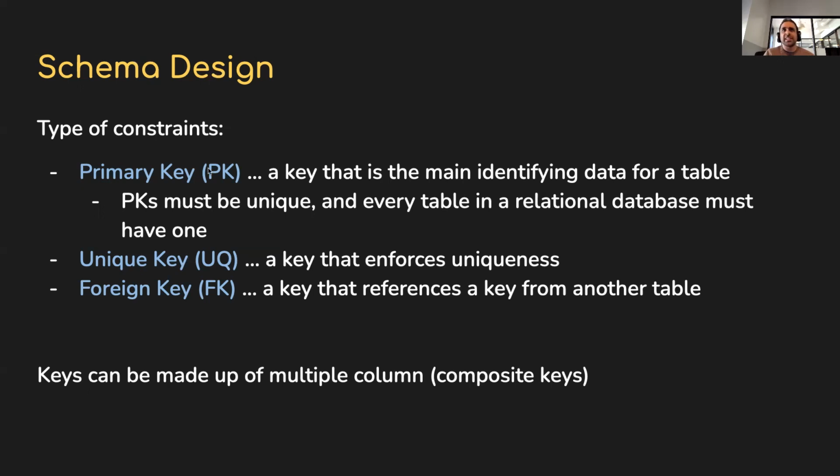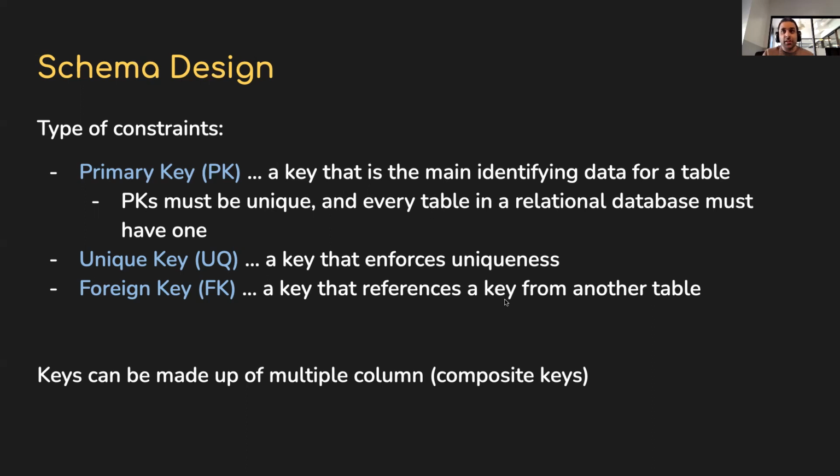So again, constraints and keys aren't exactly the same thing, but just know that constraints are enforced by keys existing in your table. So a unique key is going to guarantee that a particular column or columns are going to be unique to that table. And we're going to see an example of why we might want to use this type of constraint. Foreign keys, we'll talk about them in detail a bit, but basically it's a key that references a key from another table.